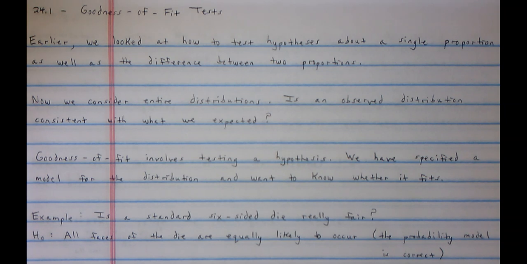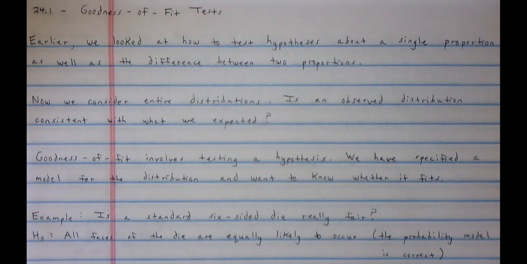In this chapter we're going to be working with categorical variables. In earlier sections we looked at how to test hypotheses about a single proportion as well as the difference between two proportions. Now we consider entire distributions. The question we'd like to answer is this. Is an observed distribution consistent with what we expected?